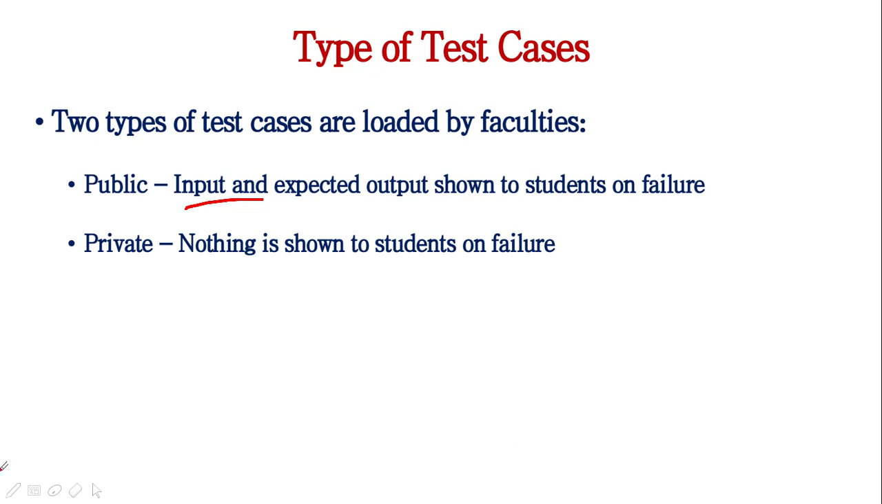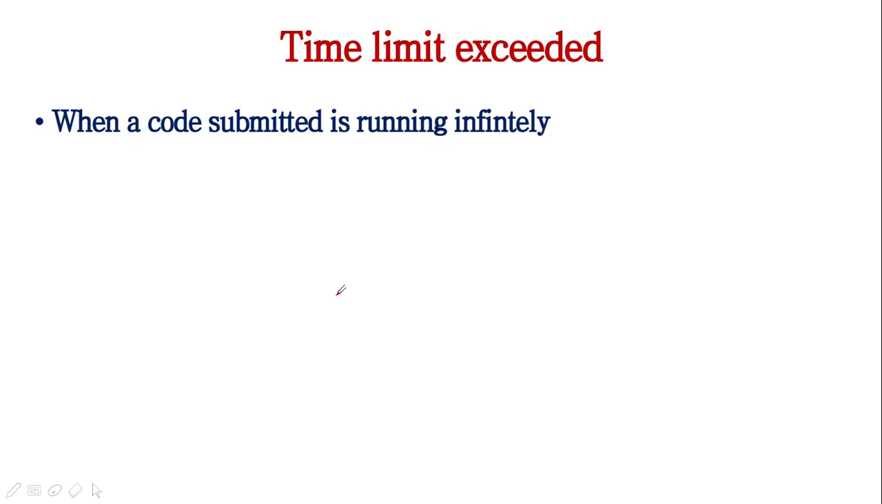When a private test case fails, nothing will be shown to the student other than the message that there is a failure. Why? Because there should not be a loophole to pass through all the test cases. That is the purpose of having 2 types of test cases.